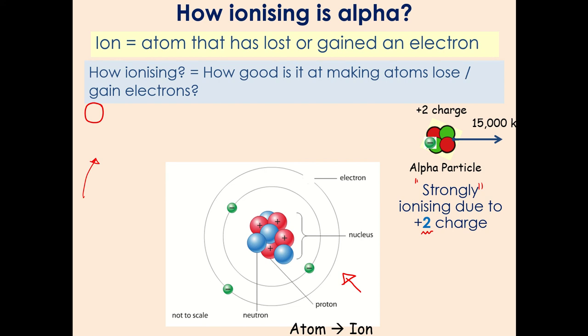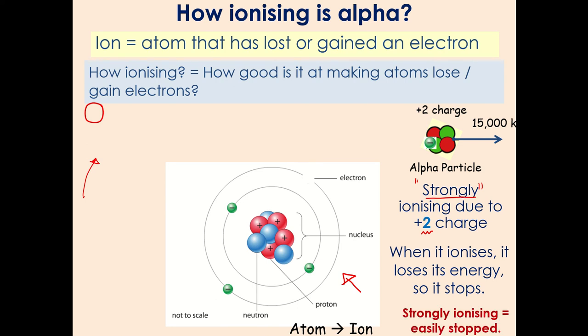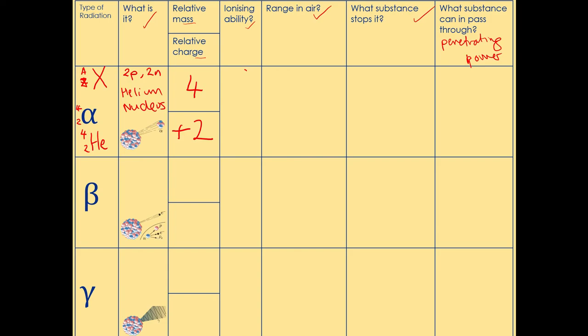Now, the ionizing strength links to what alpha can travel through and what is stopped by alpha. When it ionizes, it loses its energy, so it stops. So because alpha is strongly ionizing, that means it is easy to stop. So I'm going to go back to the table I had in the previous slide, and we're going to fill in the rest of the row for alpha.